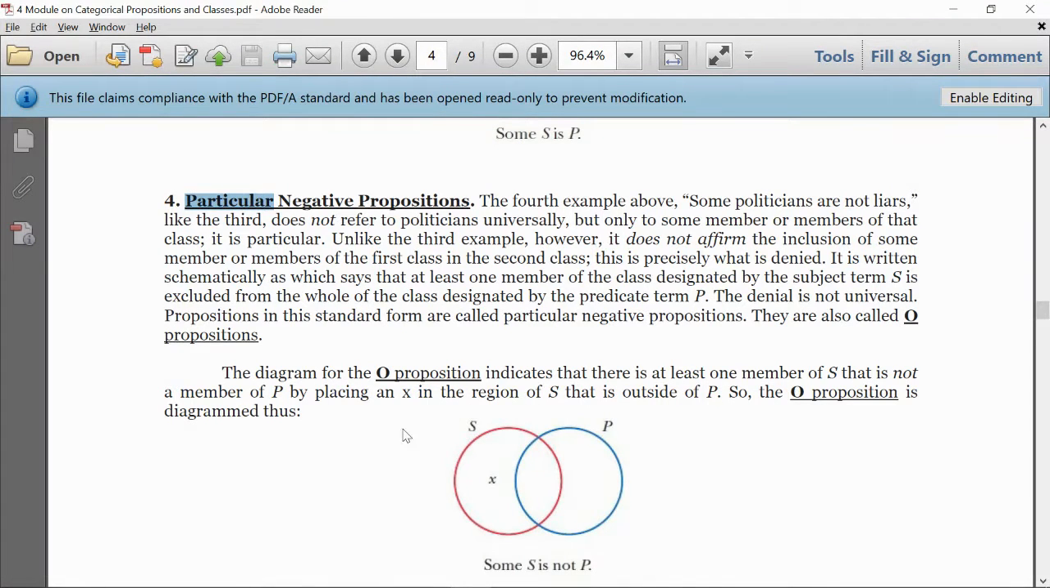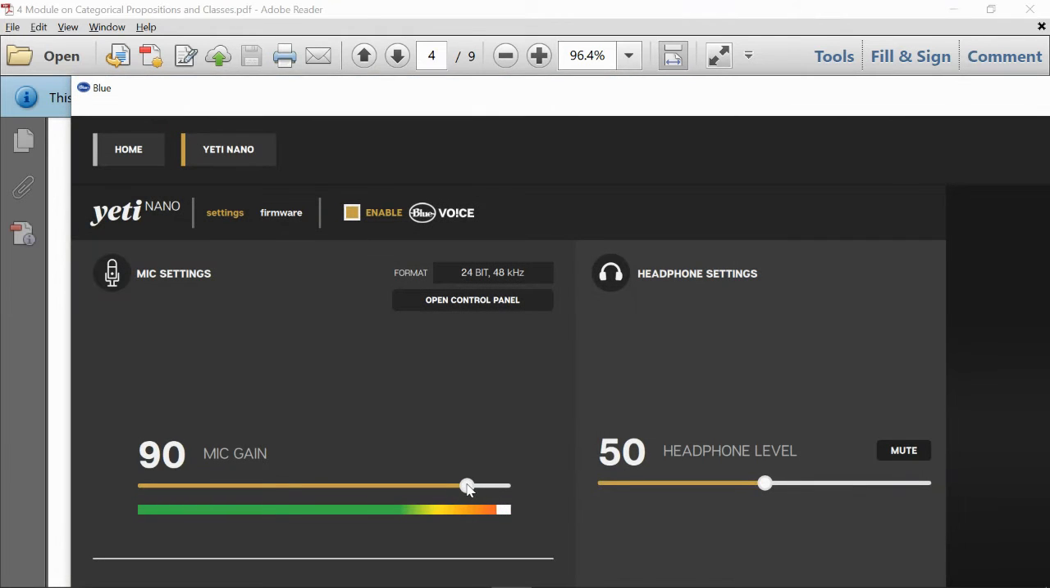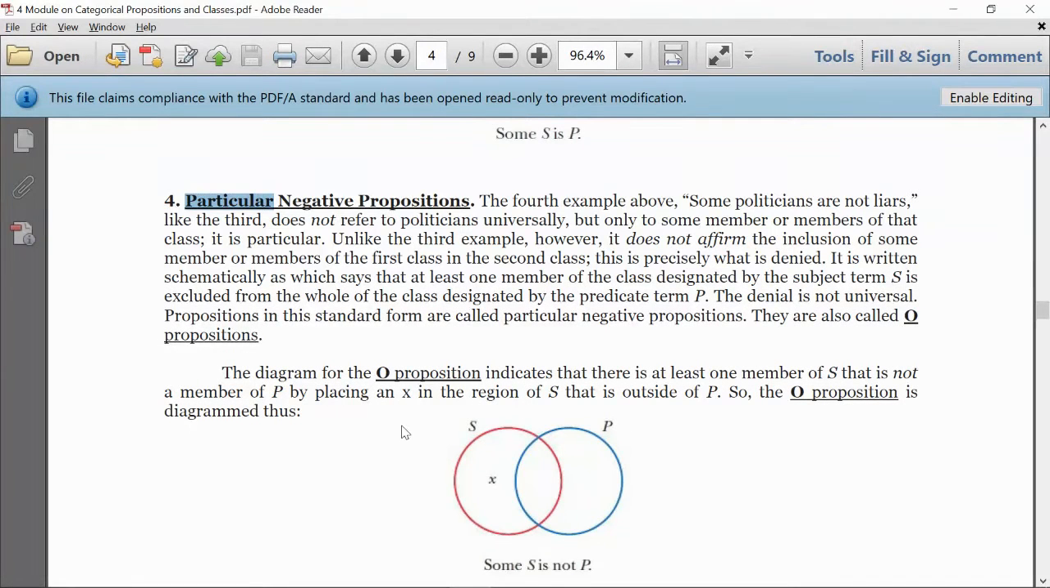So the diagram for the O proposition indicates that there is at least one member of S that is not a member of P, by placing an x in the region of S that is outside of P, indicating that some of the class of S is excluded from the class of P.